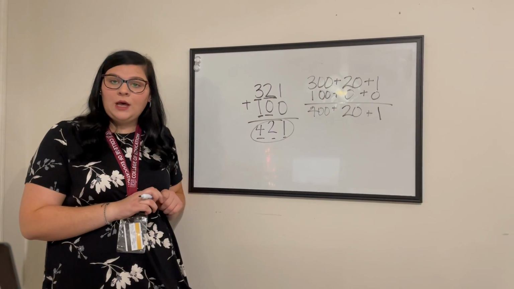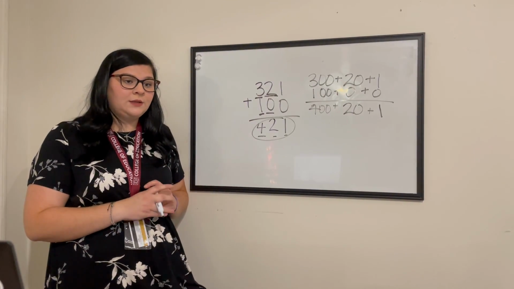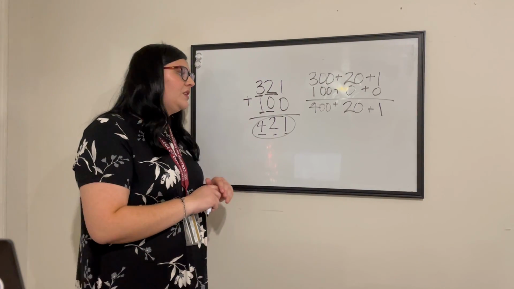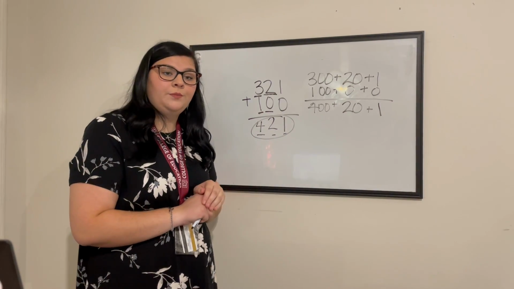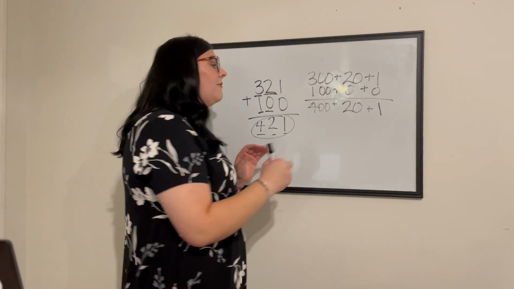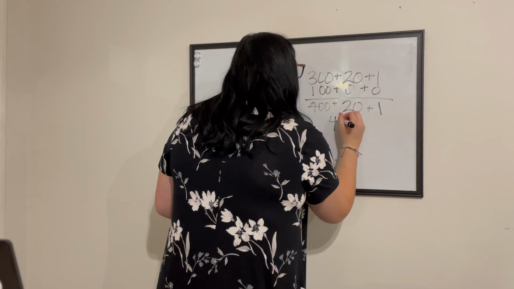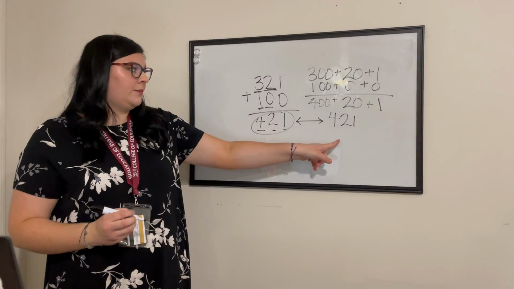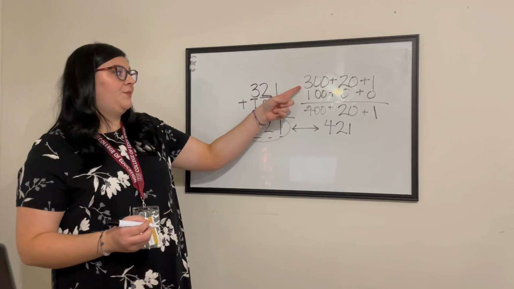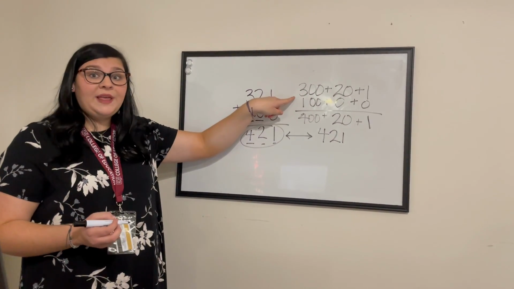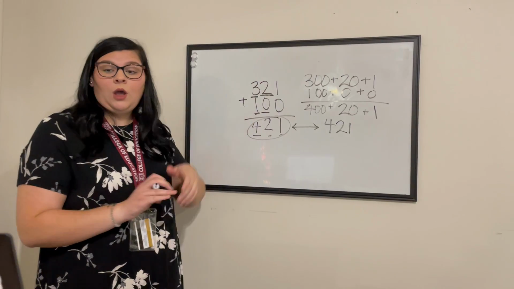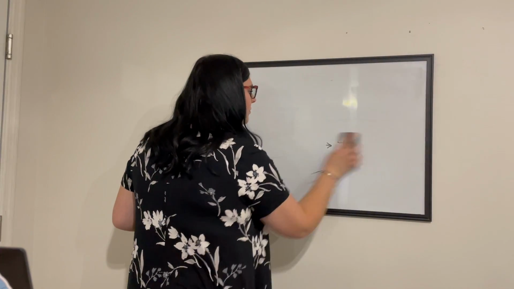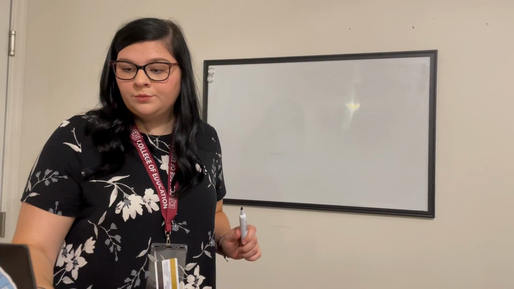All right, I see some thumbs up. Okay, I'm going to wait a couple more seconds. All right, so who can tell me what the standard form of this number is? Yes? Very good. It's 421, meaning that these are the same thing. This is the same thing as this, but this shows the place value. All right, I want everyone to please erase their boards. And we're going to move on.